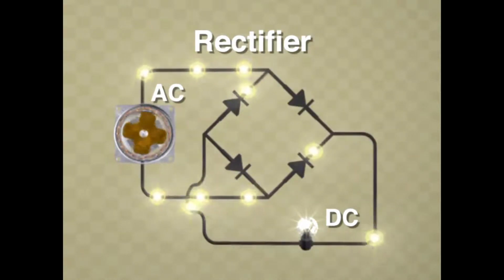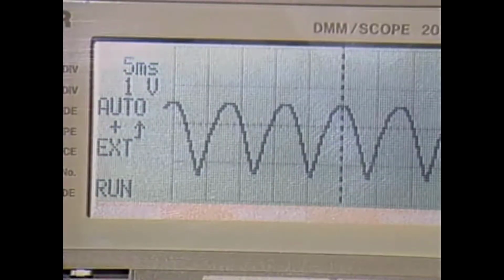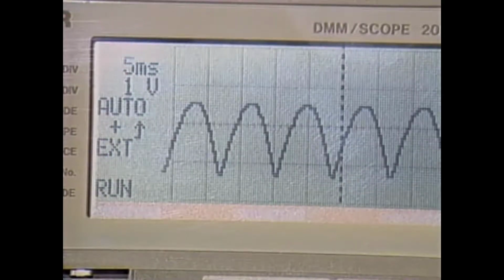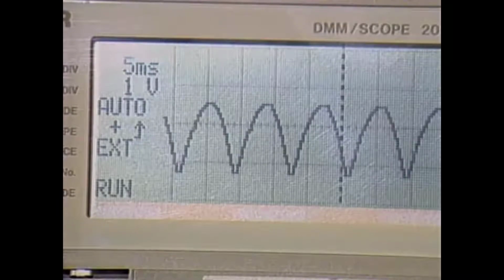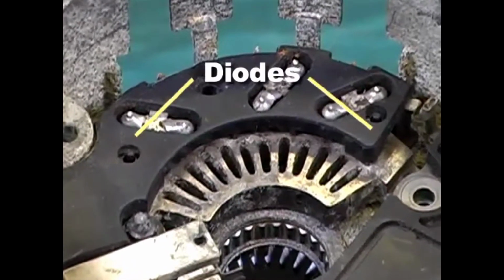This 4-diode diagram represents the fundamental action inside the alternator diodes. A scope connected to the output of this circuit would show full-wave rectification. Most alternators use 6 diodes to convert the stator AC into DC output for the car's electrical system.